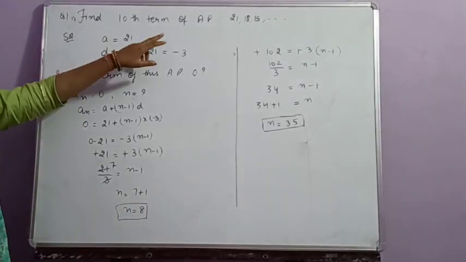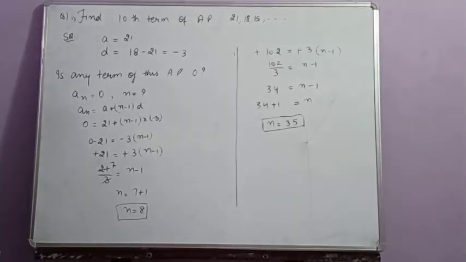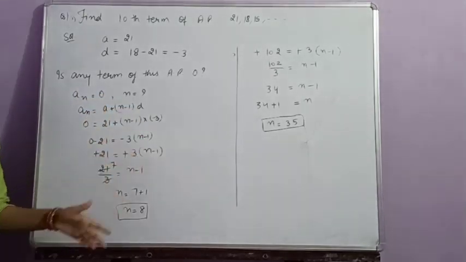So, if an AP series is given to us, then we can find the nth term, whatever the number. Similarly, if an is given to us, then we can find n. Clear?